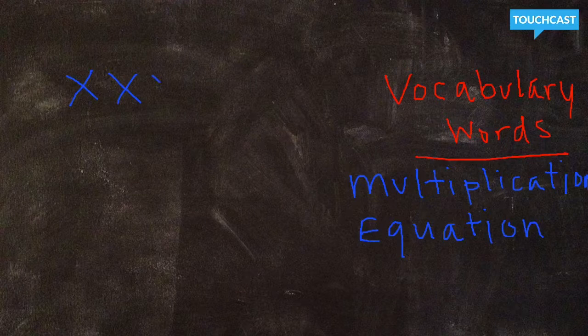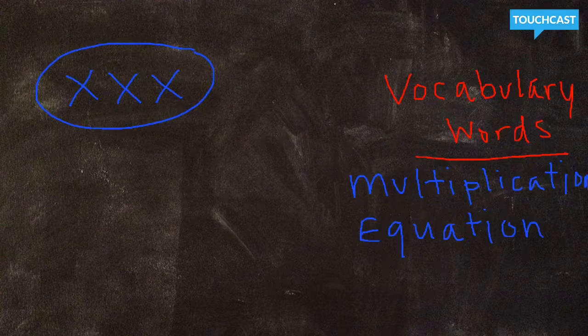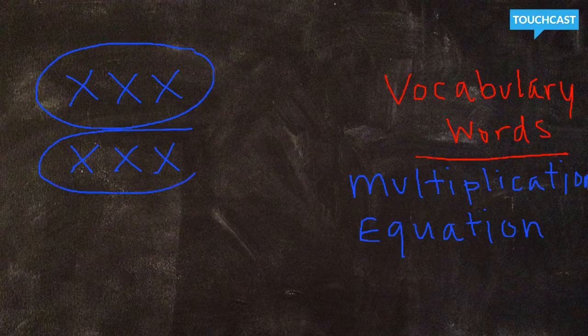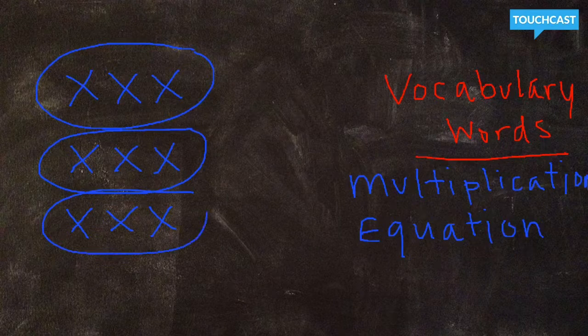So we know that multiplication is repeated addition or different groups of the same number. So there is one group of 3 right here. And now there are 2 groups of 3, 3 groups of 3, and 4 groups of 3.